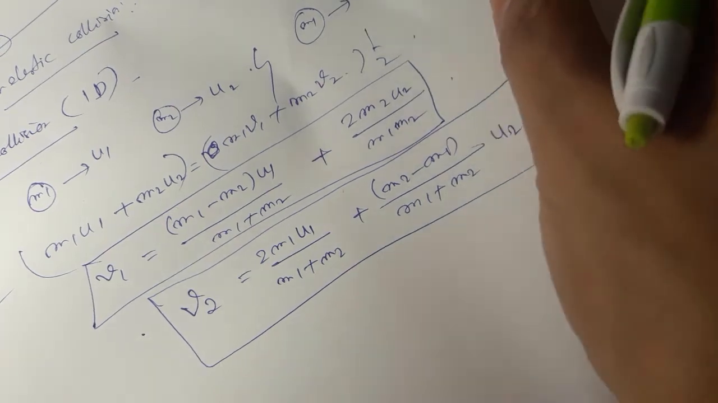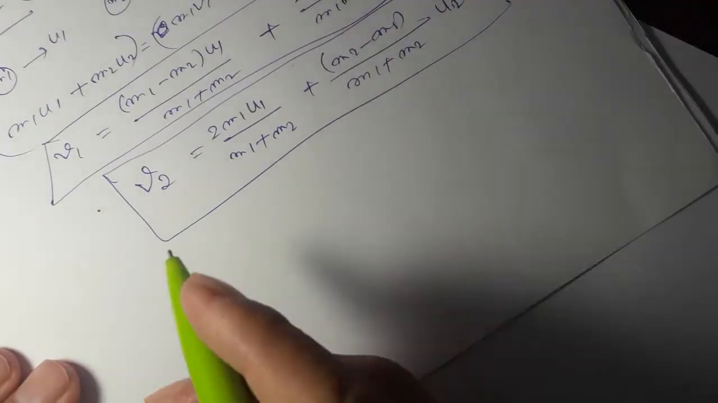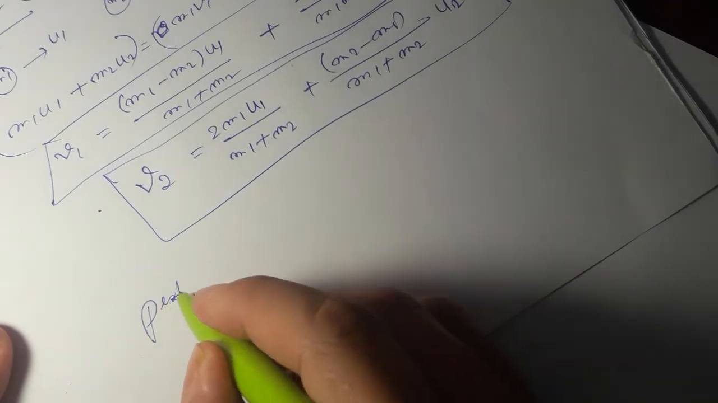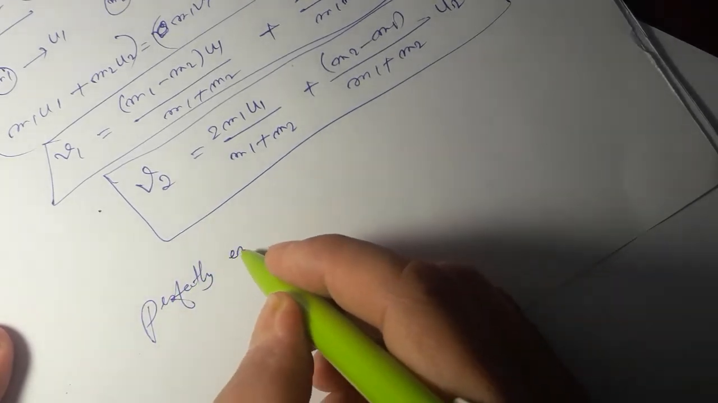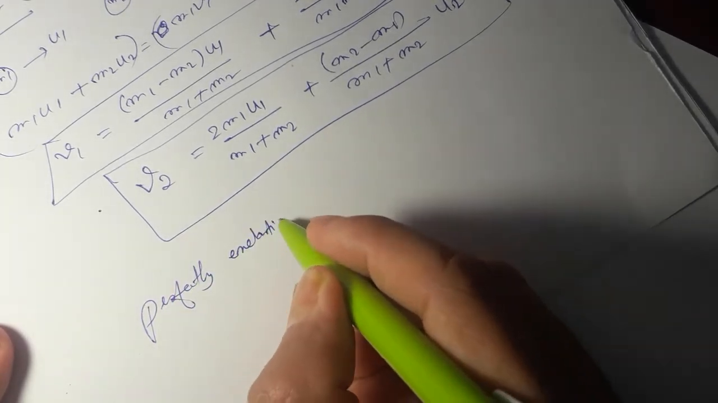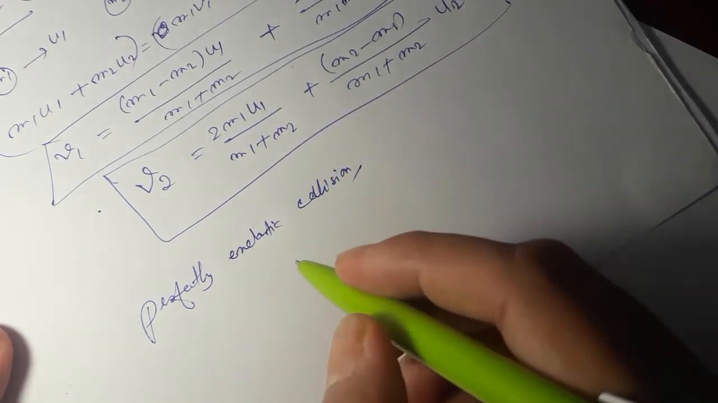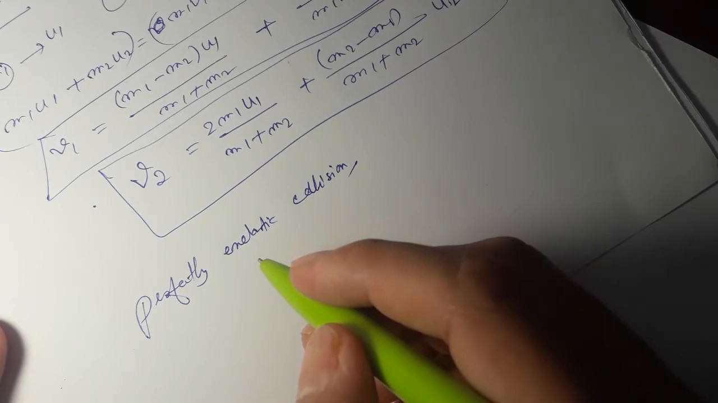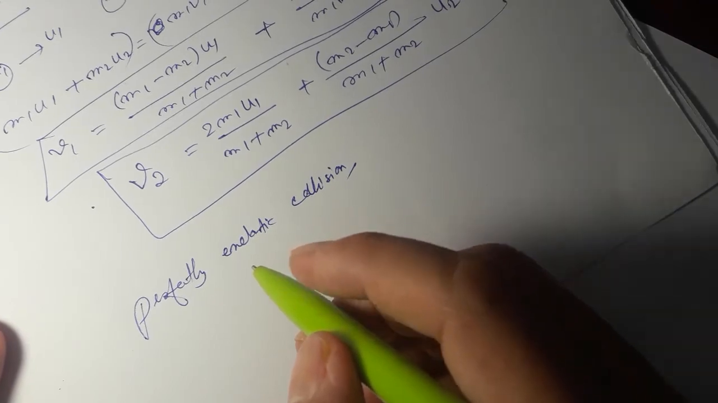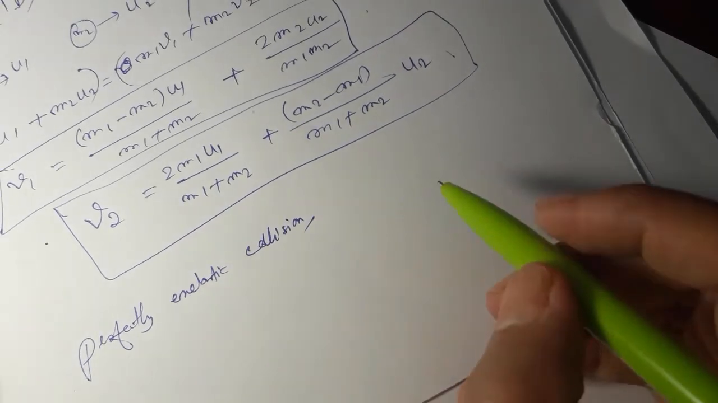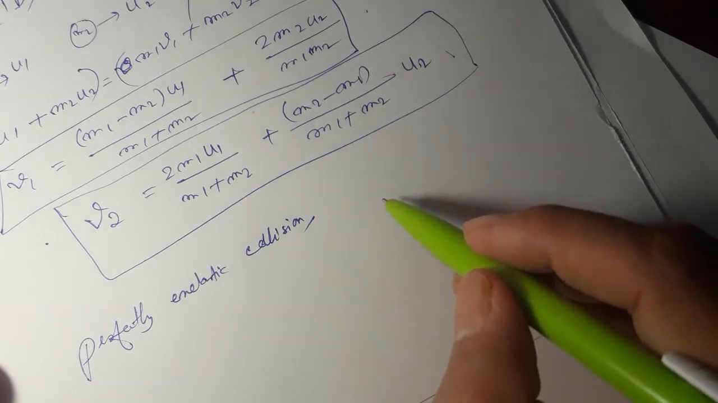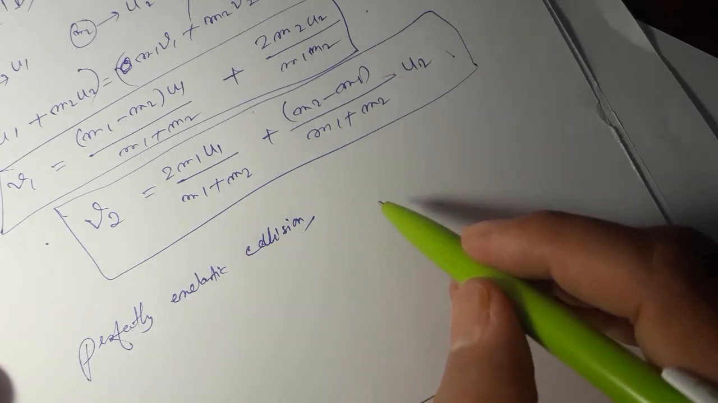But in the case of perfectly inelastic collision, what we have to know is that the bodies after collision will be moving with a common velocity.